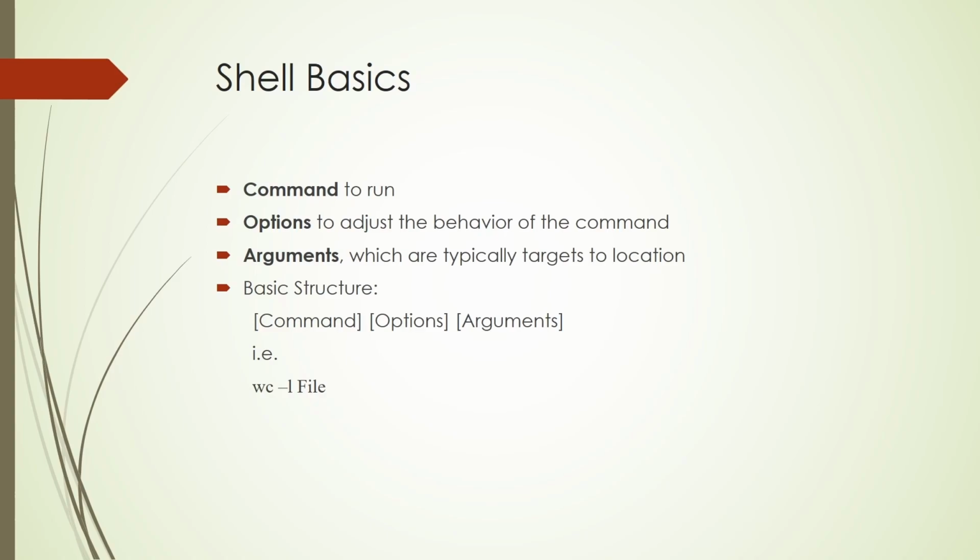And so how should I write these shell basics? This is the basic structure. You can see the first one should be the command, the second one should be the options, and the third one your arguments. So basically you can see wc, which is the command, and -l and the file, those are the options and arguments.